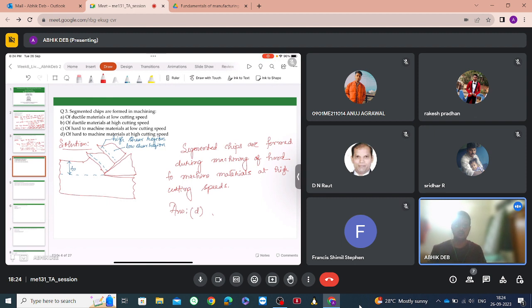So is it clear to everybody how segmented chips are formed? Yes, sir. Okay, they are also called serrated chips. So segmented chips are also called serrated chips, so don't get confused if another name is mentioned. Serrated chips, and the structure is called a sawtooth type chip.